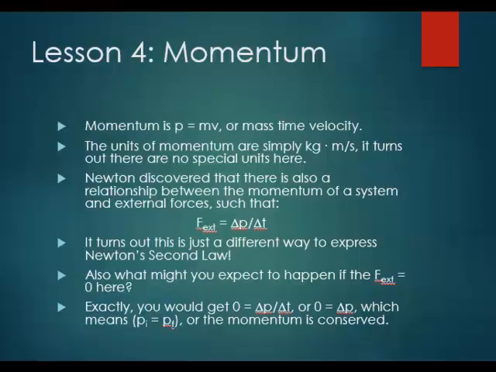So momentum, which is defined as P equals mv, is the mass times velocity. The units of momentum are simply kilogram meters per second. It turns out there are no special units here, unlike forces that have newtons and energies that have joules. Newton discovered that there's also a relationship between the momentum of a system and the external forces, such that any external forces on a system produce a change in momentum over change in time. That is another way to write Newton's second law of motion in terms of momentum.